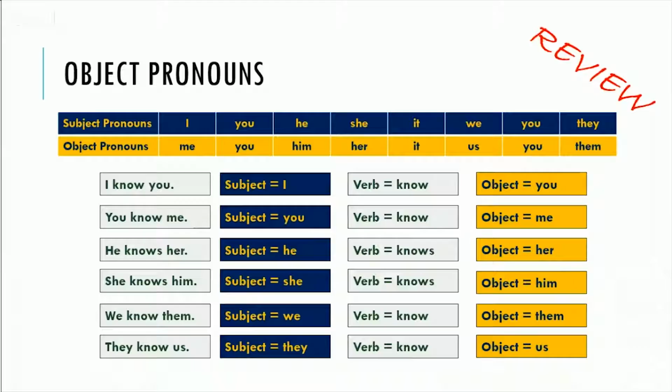The next sentence is, we know them. We know them. Nosotros lo conocemos a ellos. We is the subject, know is the verb, them is the object, and the last one, they know us. Good, good. They know us. And they is the subject, know is the verb, and us is the object.